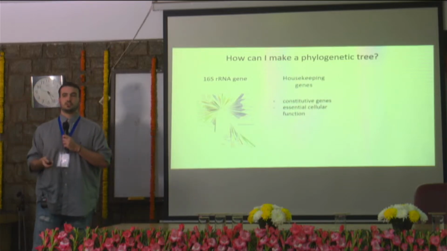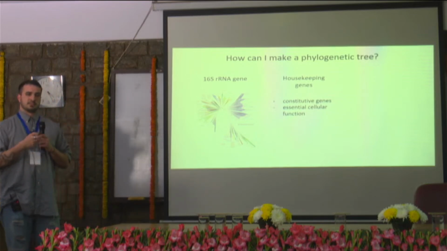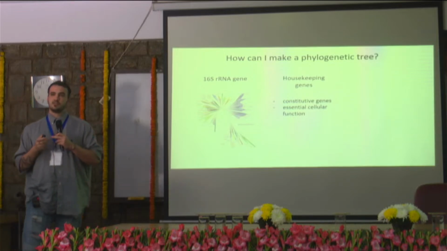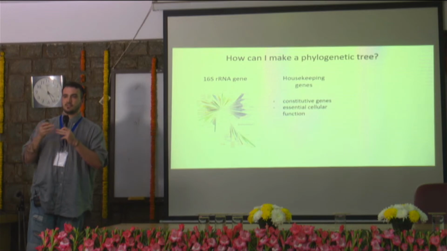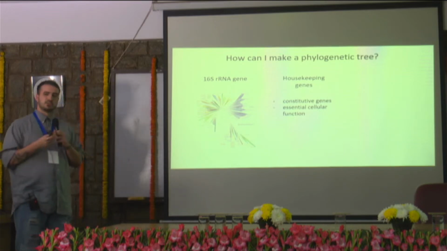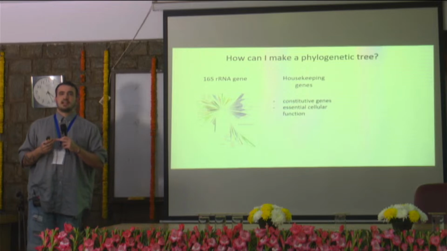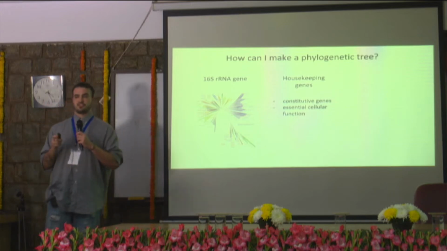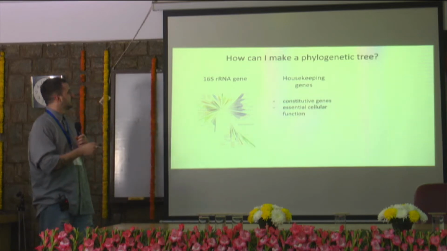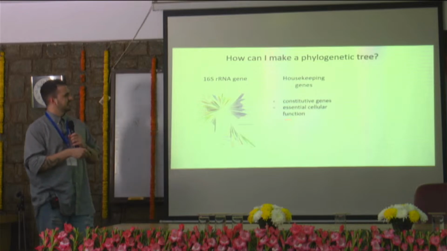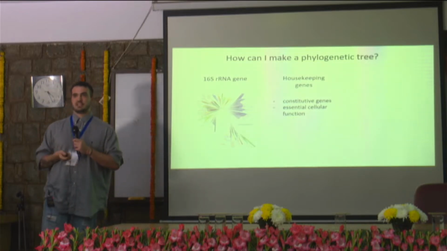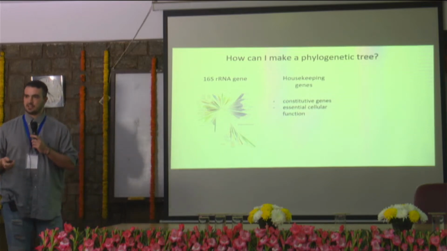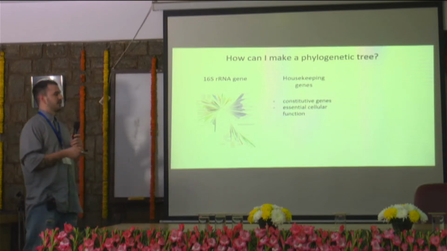Then you can also use housekeeping genes, as Victor and Luisa also remarked. Housekeeping genes are genes that you find widely distributed among the tree of life, and they are constitutive genes, which means that they are normally always expressed and they are essential for cellular functions. As you can think, would you say that the 16S is a housekeeping gene? Well, yes, you find it widely distributed and it is essential for cellular function.